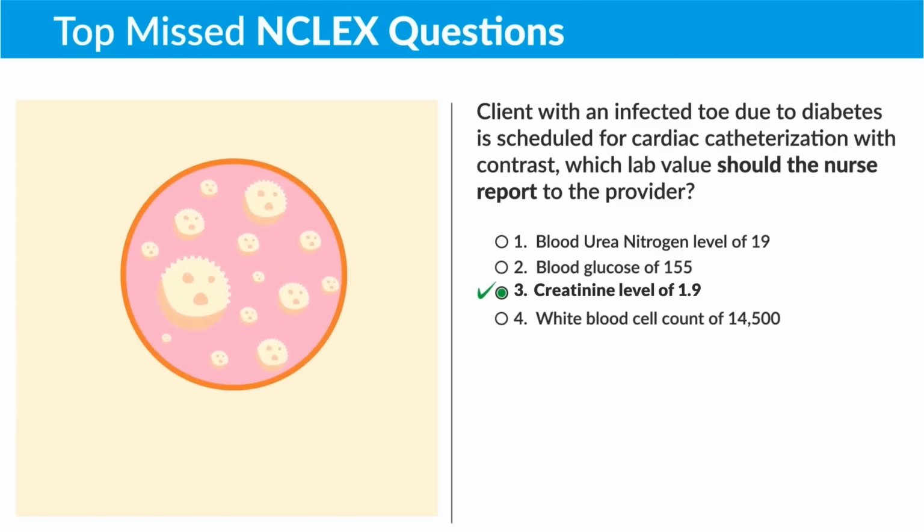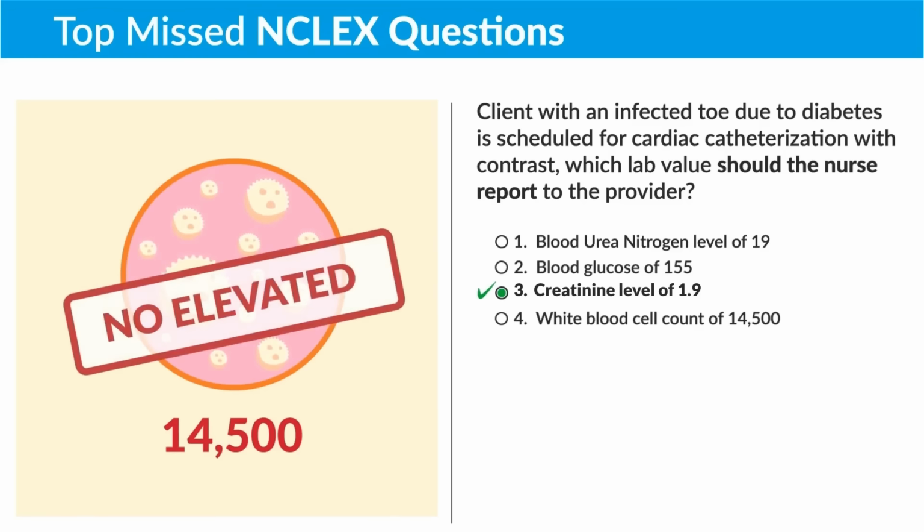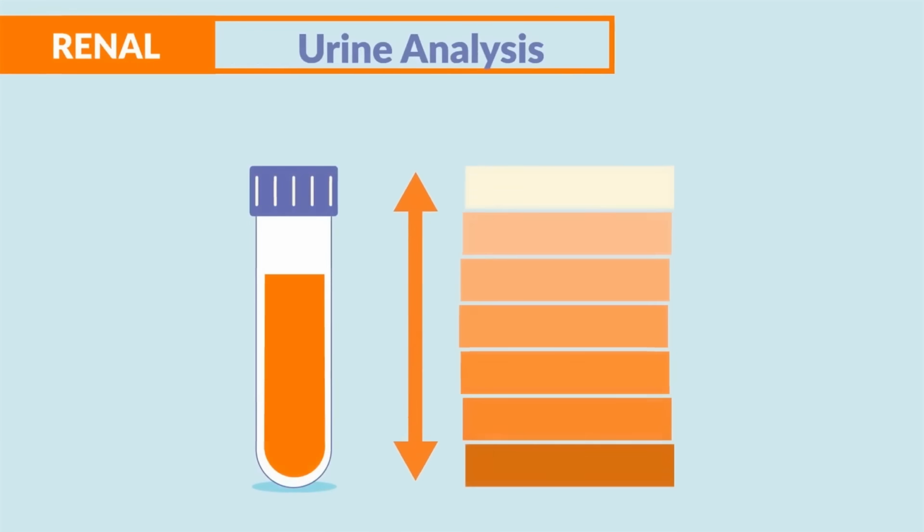Now, option 4 is incorrect. A white blood cell count of 14,500. No, elevated WBCs are typical because the key term here is infection, since the client has an infected toe. So we expect those WBCs to be high. And last but not least, we have our UA, the urine analysis.